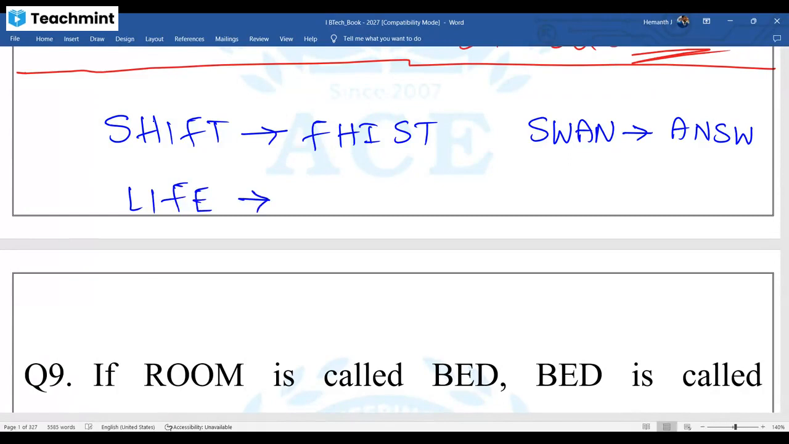Some logic is given. Shift is coded as FHIST. Swan is coded as ANSW. Life is coded as what is my question? EFIL.